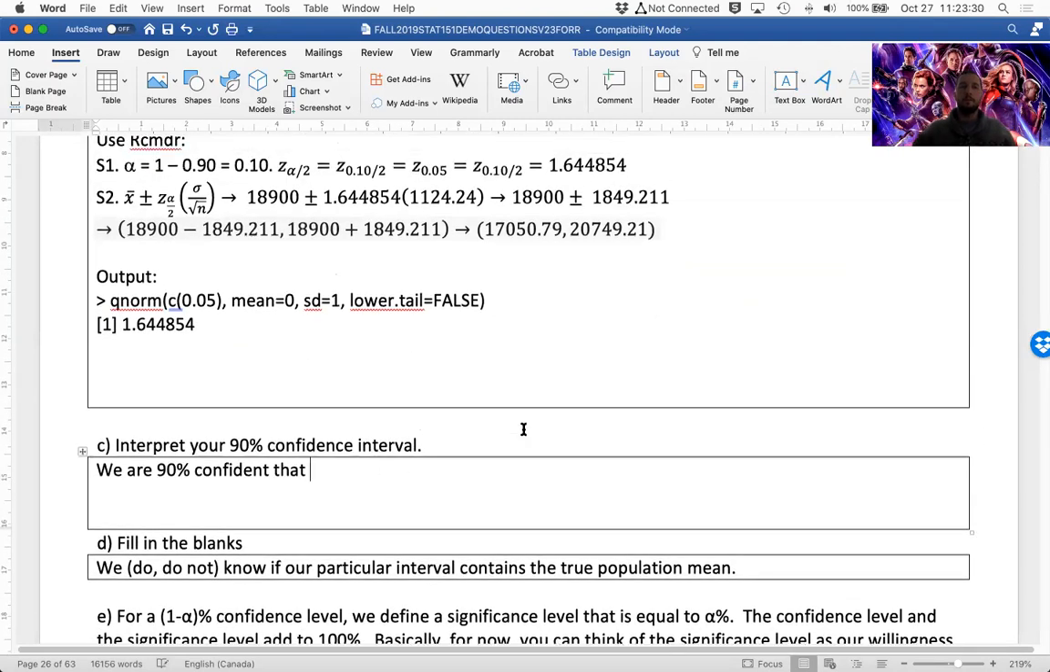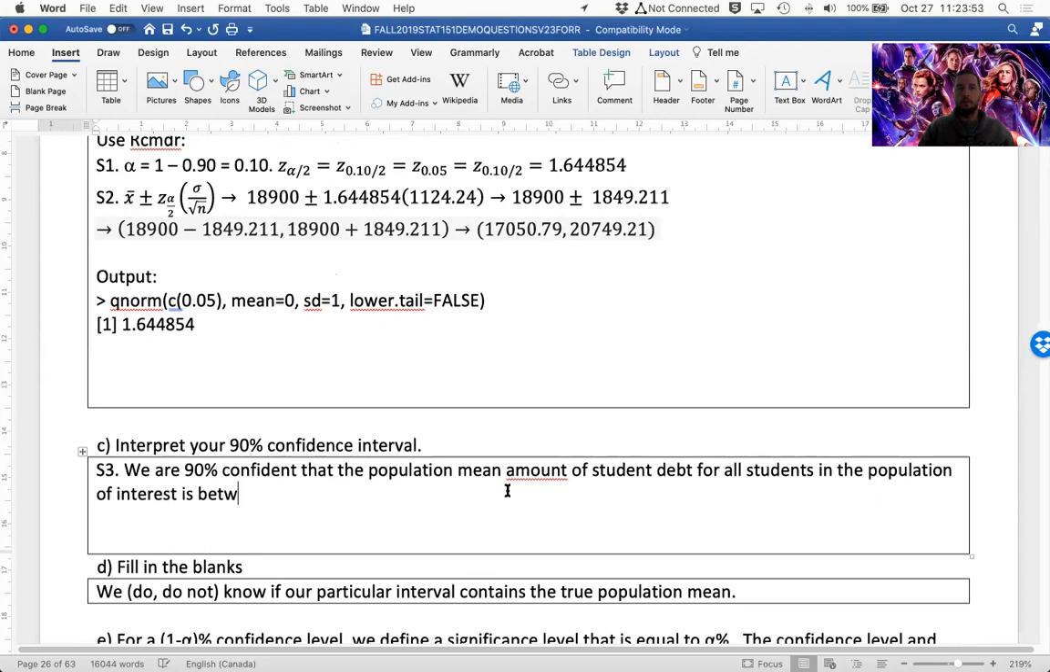Okay, in part C, we have interpret the interval. This would be the third step of the interval construction process. So we can write here, we are 90% confident that the population mean amount of student debt for all students in the population of interest is between $17,050.79 and $20,749.21.